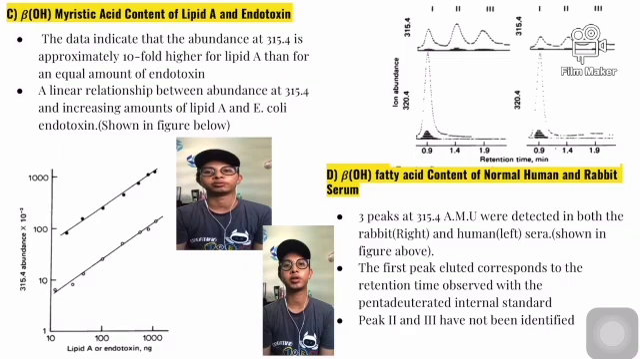Beta hydroxy fatty acid content of normal human and rabbit serum. 3 peaks at 315.4 atomic mass units were detected in both the rabbit serum, which is on the right hand side in the figure above, and human serum on the left hand side. The first peak eluted corresponds to the retention time observed with the pentadeuterated internal standard, while peak 2 and peak 3 have not been identified.